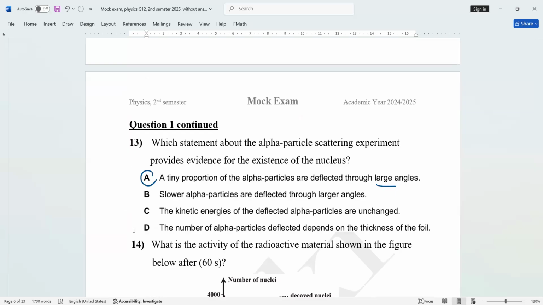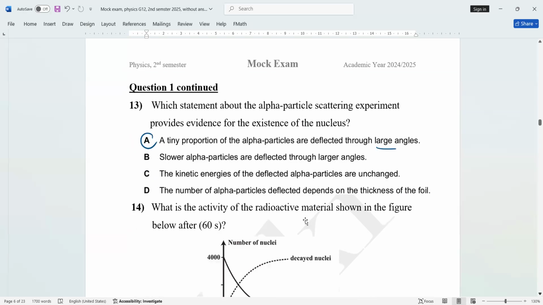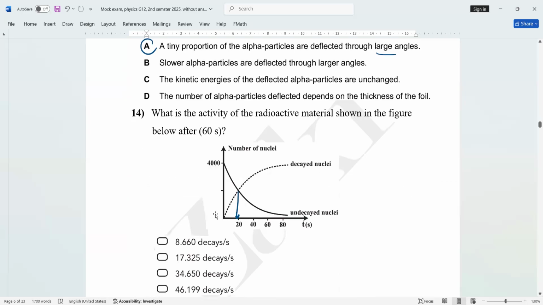And the last question is about half-life. Remember, from the graph, we can deduce the half-life. So T half equals 20 seconds. We can get lambda as ln 2 over 20. Then we can use A equals A naught e to the power negative lambda t. When you use this formula, you will get the answer here. This is the answer. Okay?